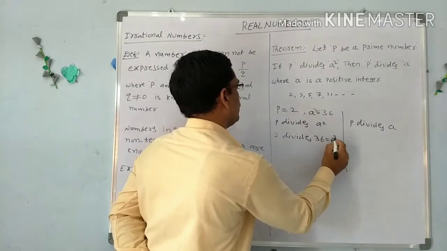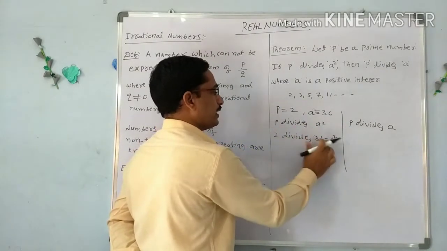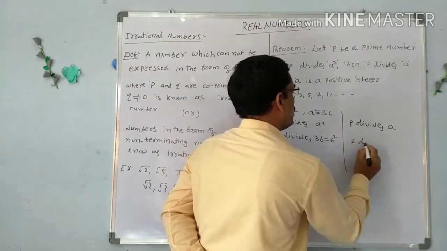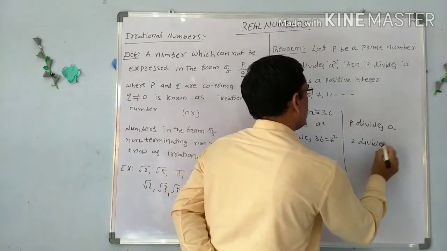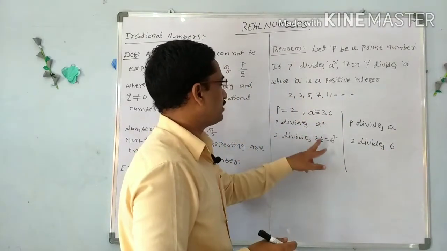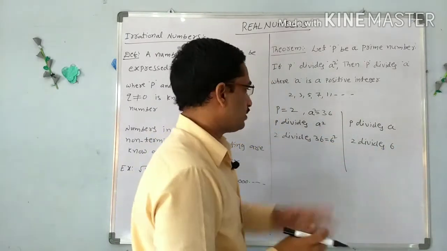36 is written as 6 square, meaning p divides a square. 2 divides 6 square, then p, here p means 2, divides 6. 6 means a. So if 2 divides 6 square, then 2 also divides 6. We know that 2 also divides 6.